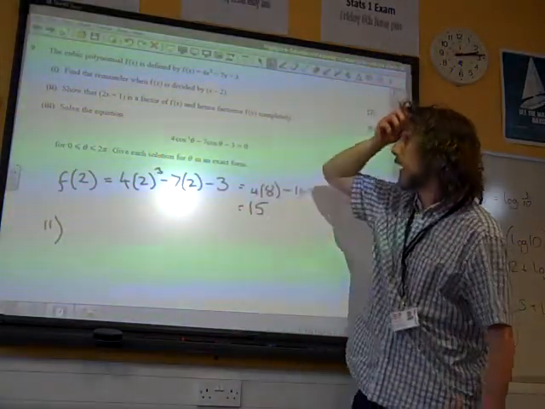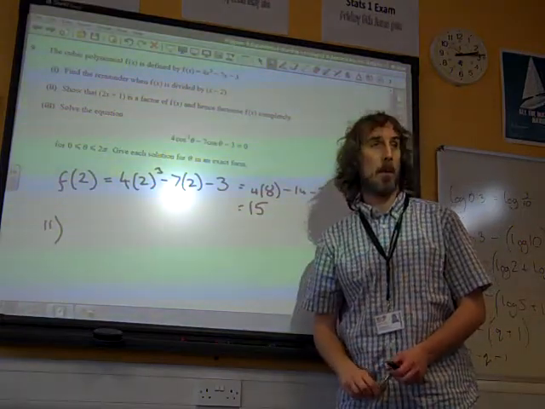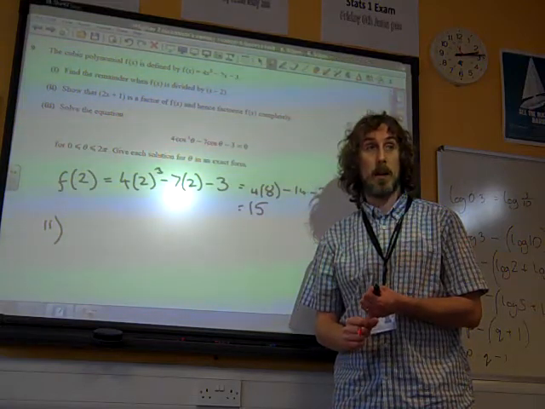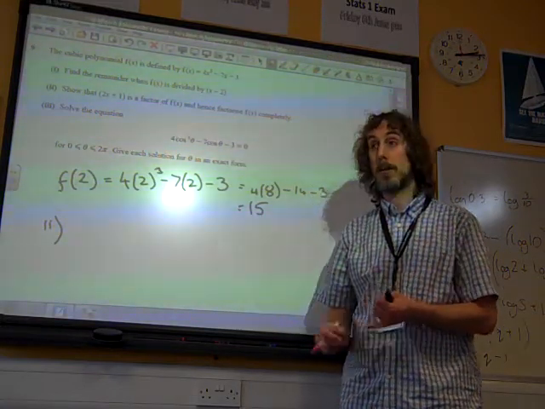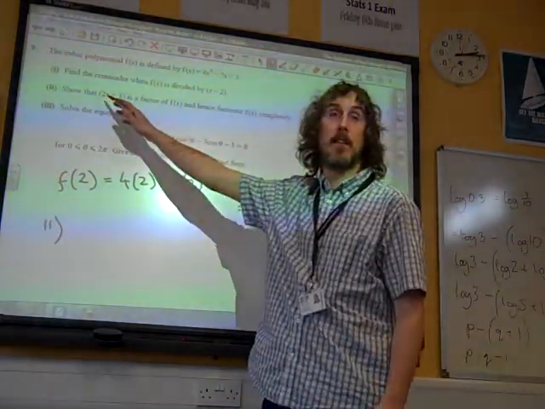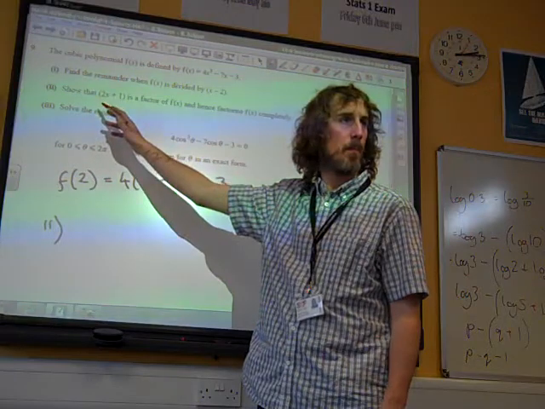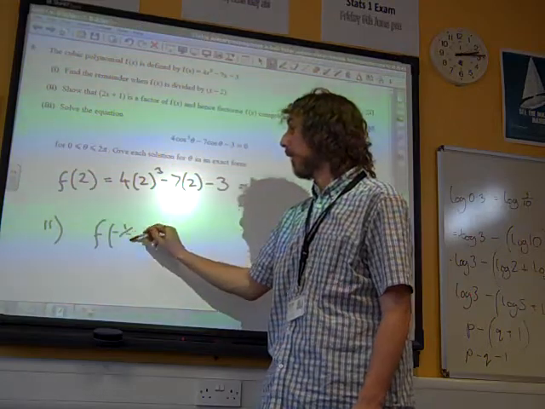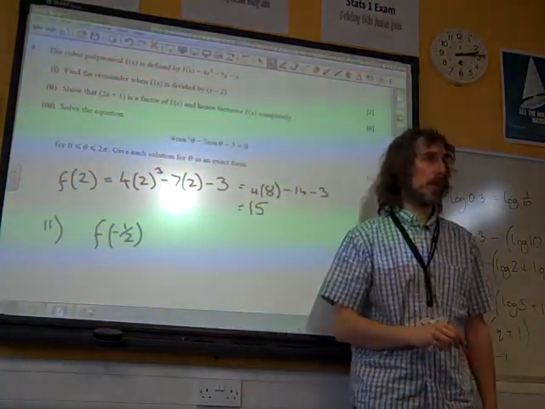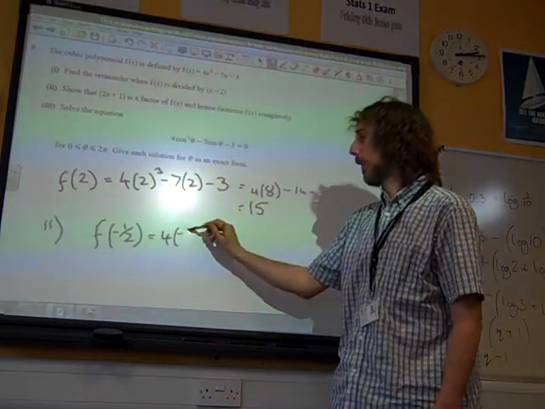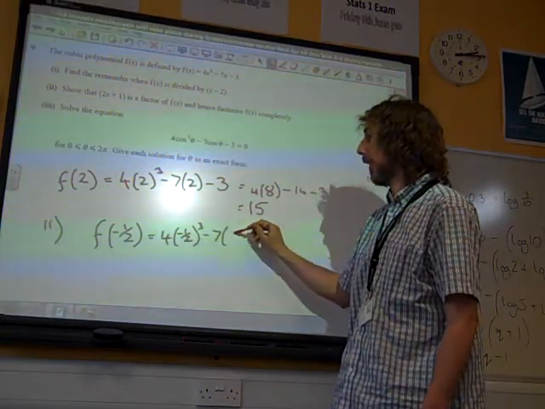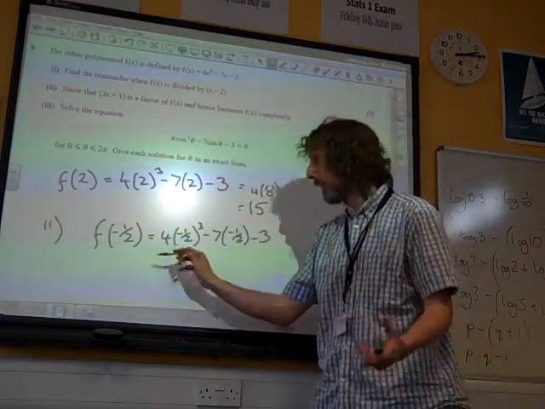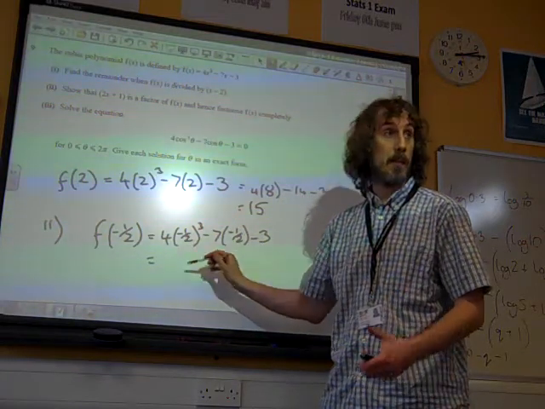Show that 2x plus 1 is a factor of f of x, and hence factorise f of x completely. Again, we don't have to use long division, unless we really, really want to. To show that it's a factor, what we would have to evaluate is the x value that makes that bracket 0. So if 2x plus 1 is 0, x is minus a half. So we need to sub in negative a half into our equation and do 4 times minus a half cubed, minus 7 times negative a half, minus 3. And all that really matters is that we do enough in this to show that this is 0.